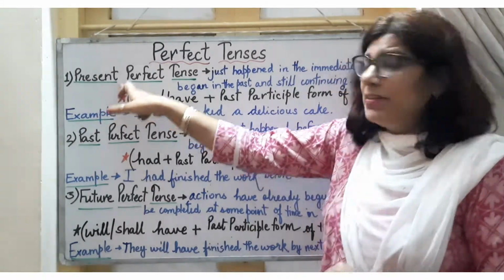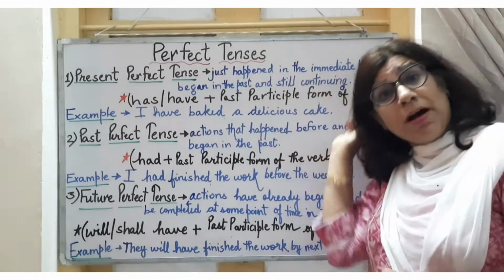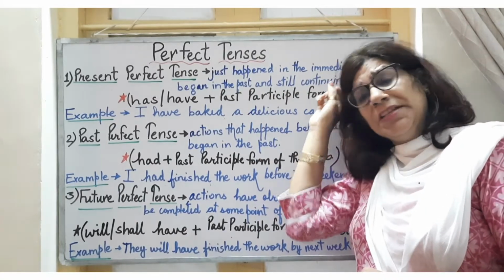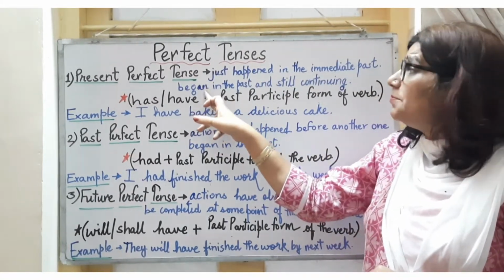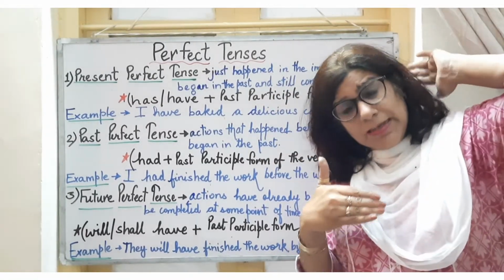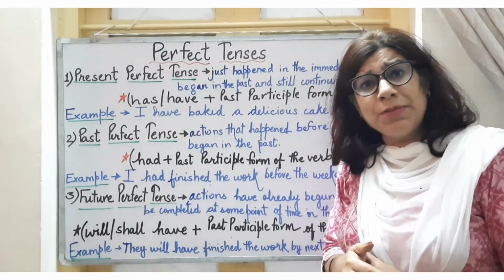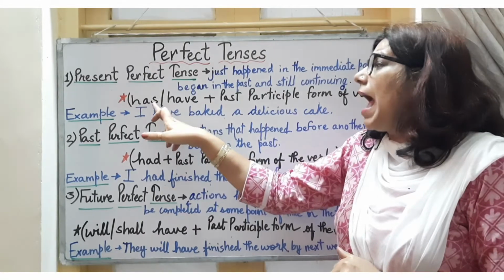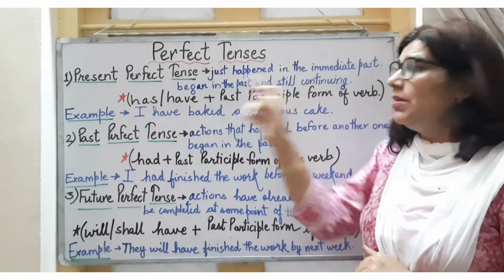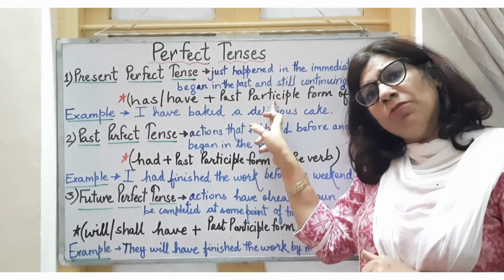Talking about present perfect tense, they talk about actions that just happened in the immediate past, or they talk about actions that began in the past and are still continuing, right? And how to form a sentence in present perfect tense? We are going to use has, have plus the past participle form of the verb.